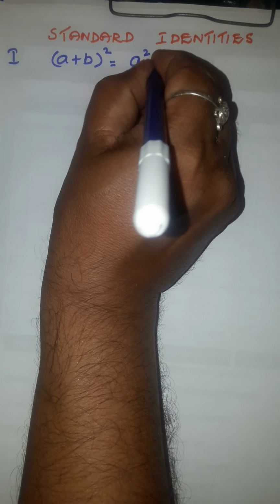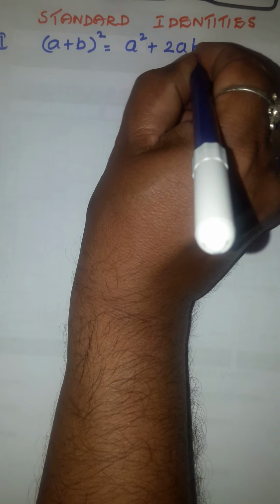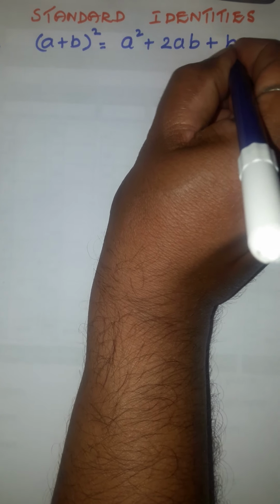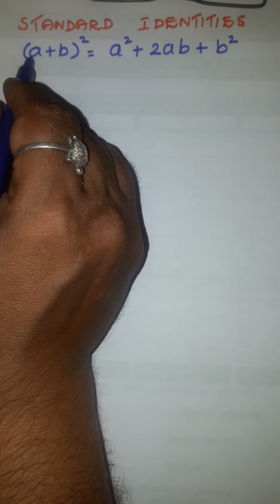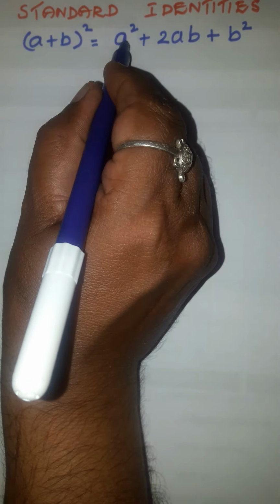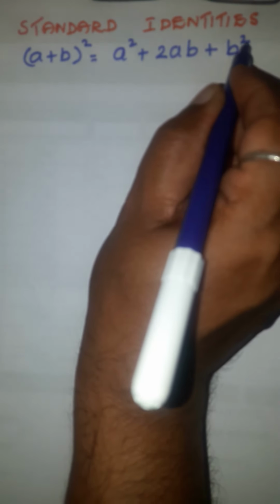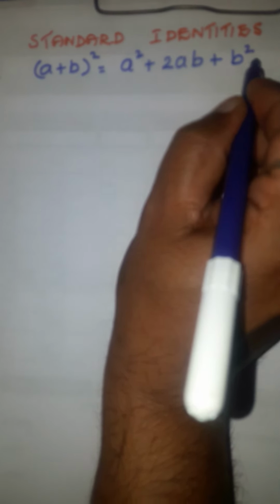So for the standard identity a plus b whole square, that means we are multiplying a plus b by a plus b. So we get the square of the first term plus 2 into first term into second term plus the square of the second term. So a plus b whole square is equal to a square plus 2ab plus b square. This is the first standard identity.